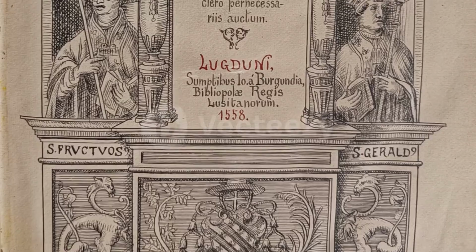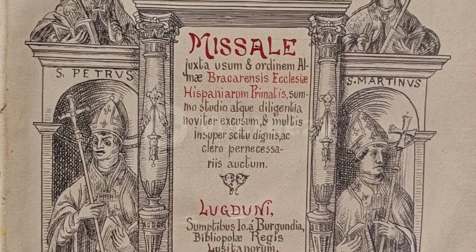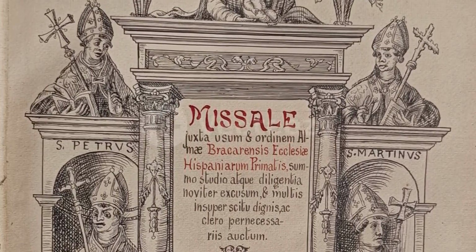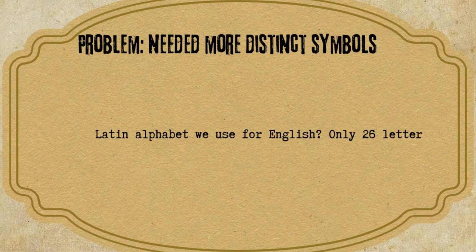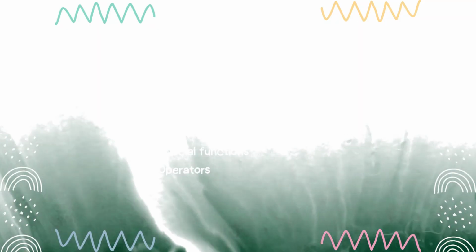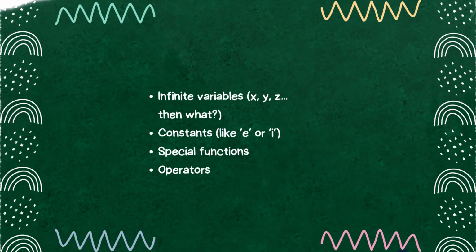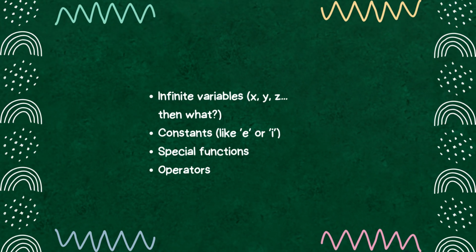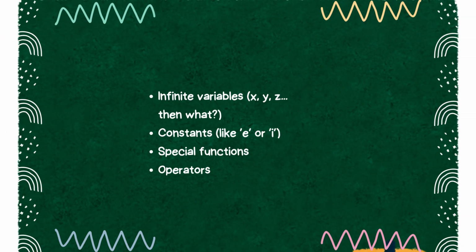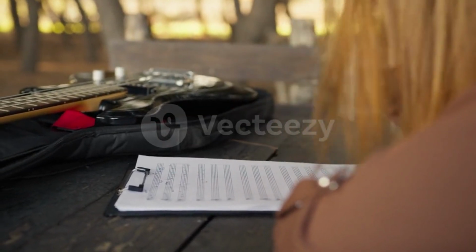Okay, history is cool. But here's the crunch. As math grew, the Latin alphabet alone became clumsy for notation. We needed more distinct symbols. The Latin alphabet we use for English has only 26 letters. Math deals with infinite variables, x, y, z, then what? Constants like e or i, special functions, operators. Imagine trying to write a symphony with only 26 notes.